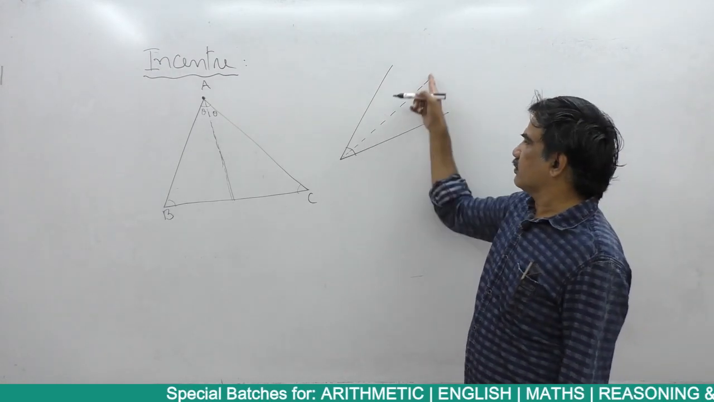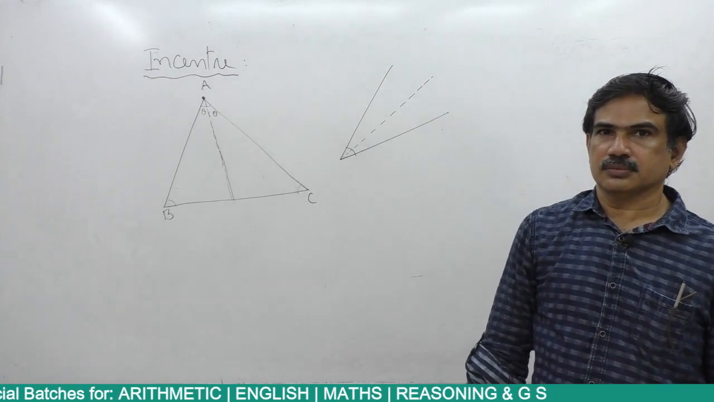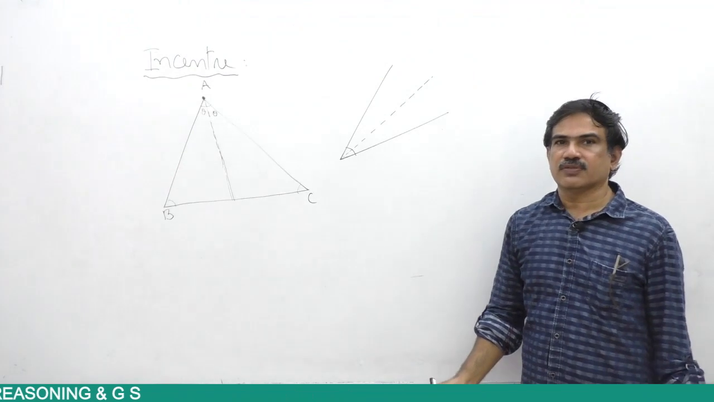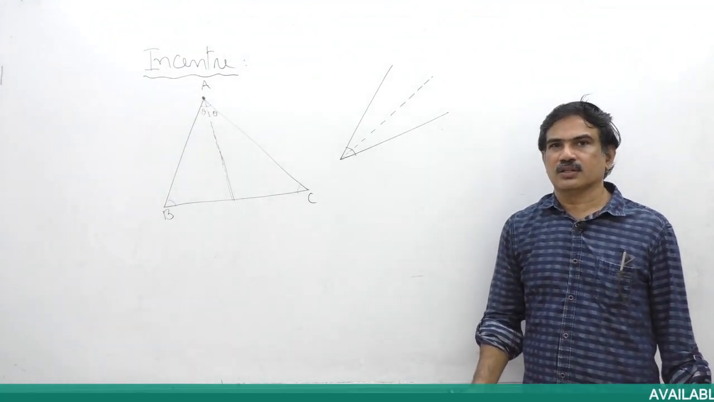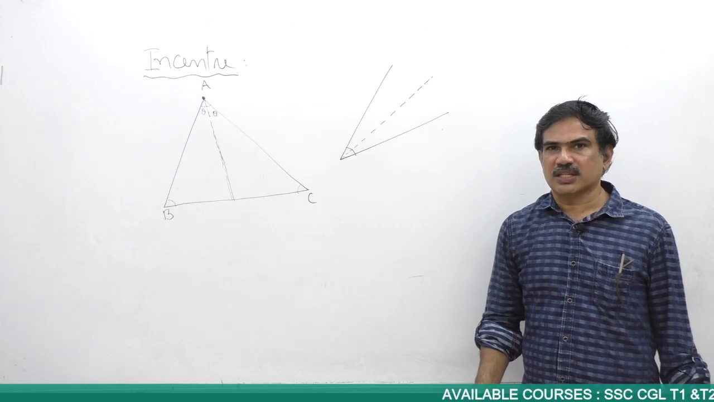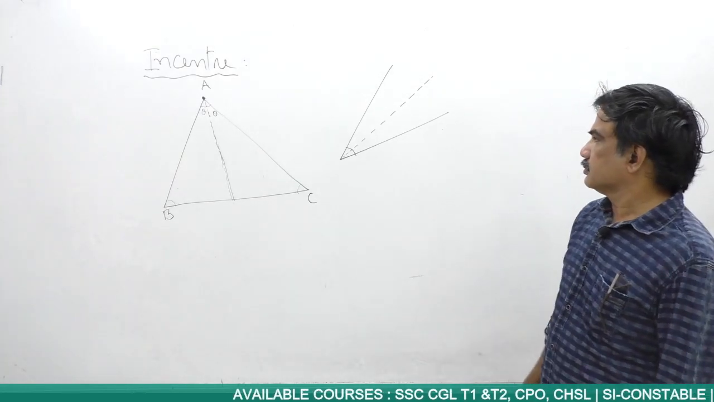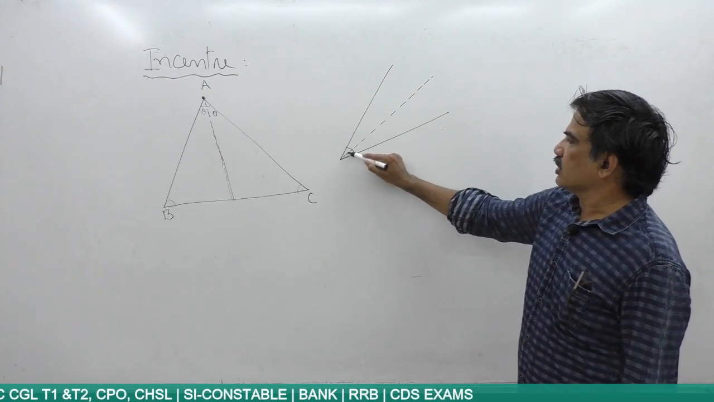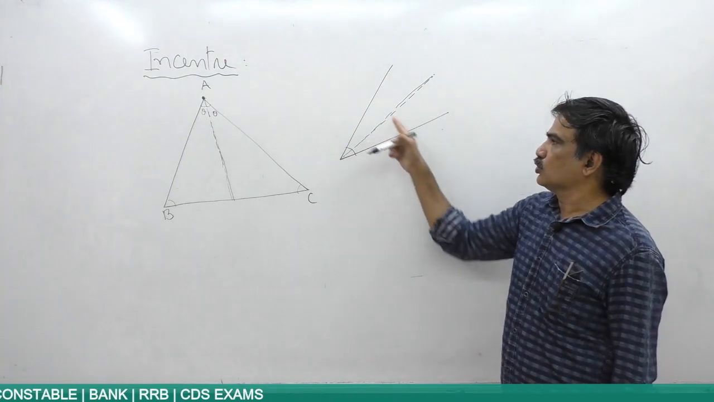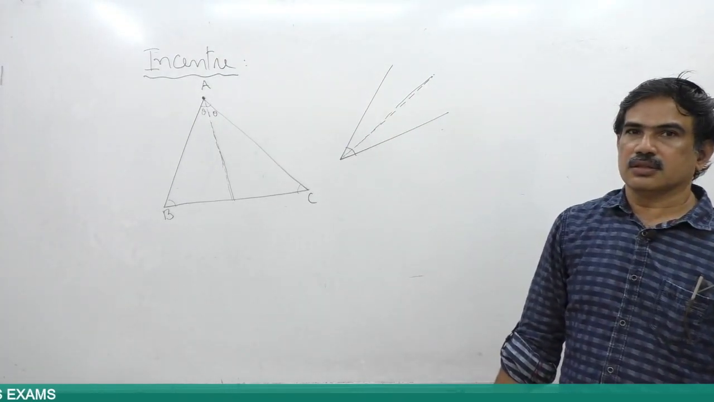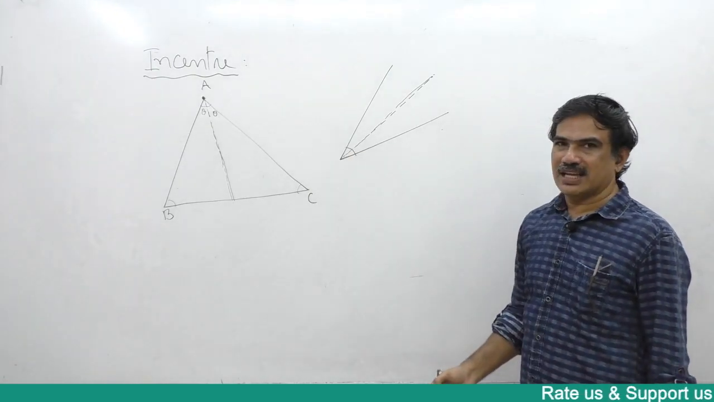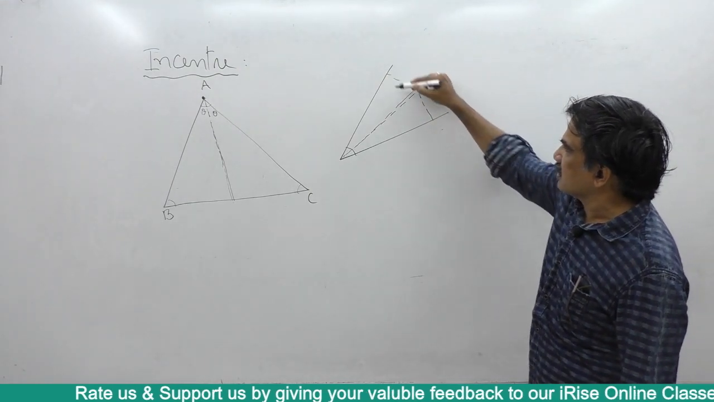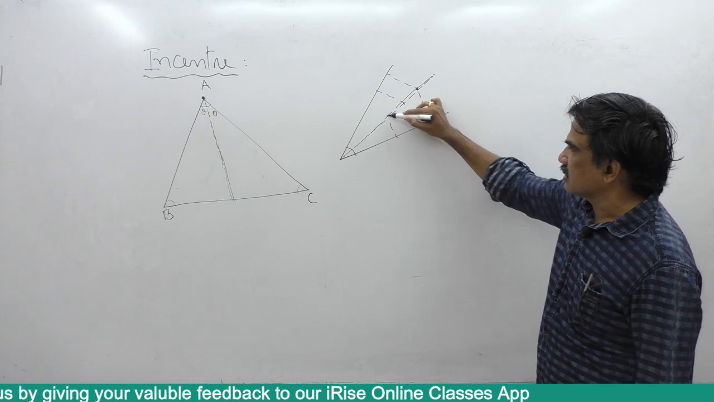There is another definition for angular bisector also. The locus of a point equidistant from the two sides of an angle is called the angular bisector. If you consider any point on this line, this distance is the same as this distance, and this distance is the same as this distance.